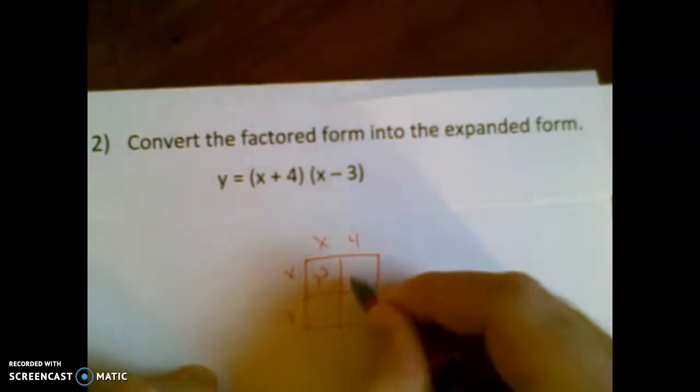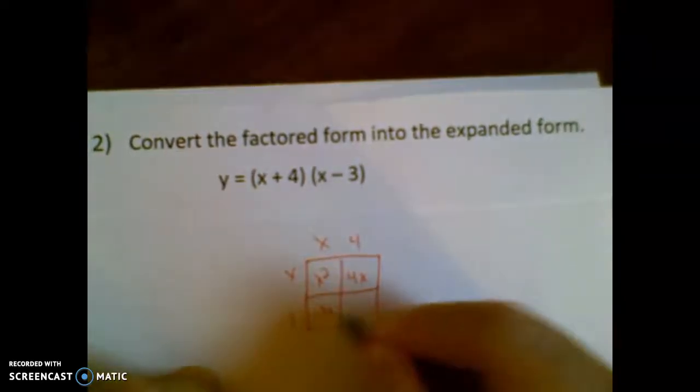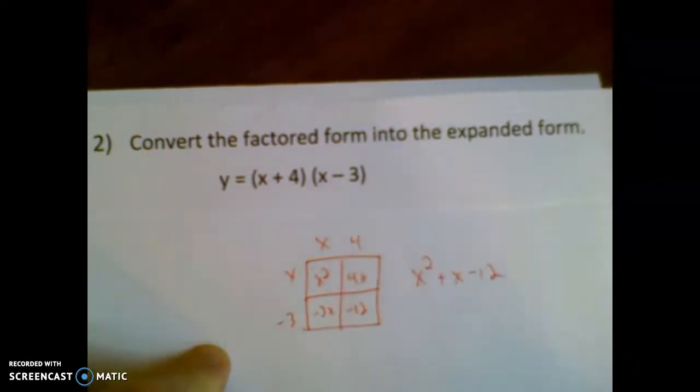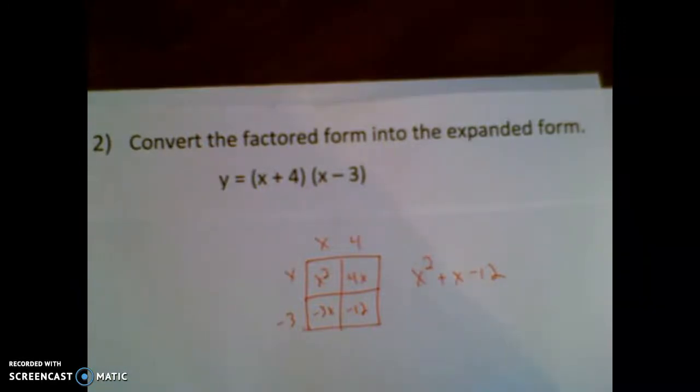So x squared, 4x, negative 3x, negative 12, combine like terms, and you end up with that as your expanded form. Again, it is quadratic. X squared is the highest power.